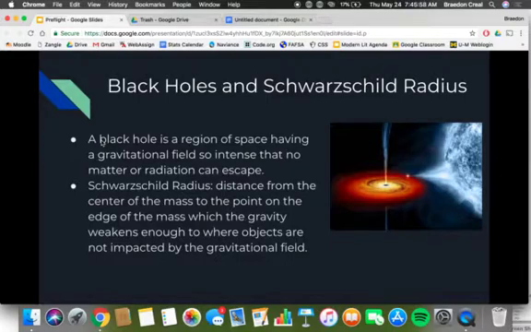Every large mass has a Schwarzschild radius, which is the distance from the center of the mass to the point on the edge of the mass at which the gravity weakens enough that objects are not impacted by the gravitational field. Although planets and other large masses may have a Schwarzschild radius, we will focus specifically on black holes for this pre-flight.